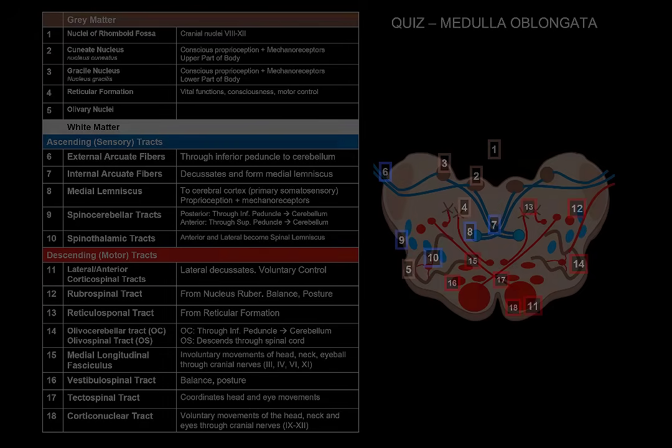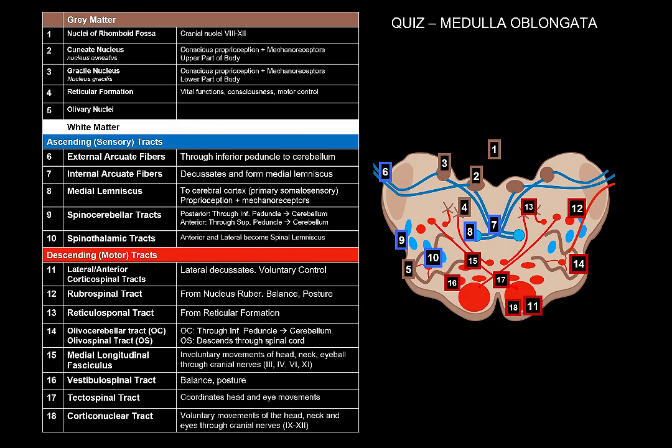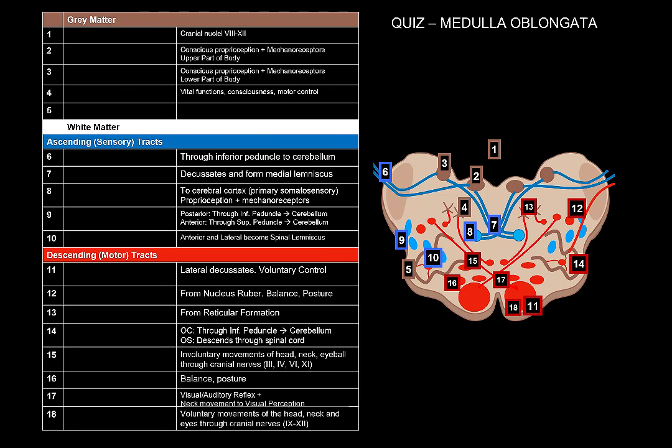I made this table for the nuclei of the gray matter and the tracts in the white matter we just went through, along with a little description of them. Now, this is where this video gets scary. I am going to make all of these names disappear, and can you, from the beginning, tell me what is the name of number 3? What is the name of number 4? Where does number 6 go and where does number 11 go? If you can do that, then you've grasped the anatomy of the medulla oblongata fully.